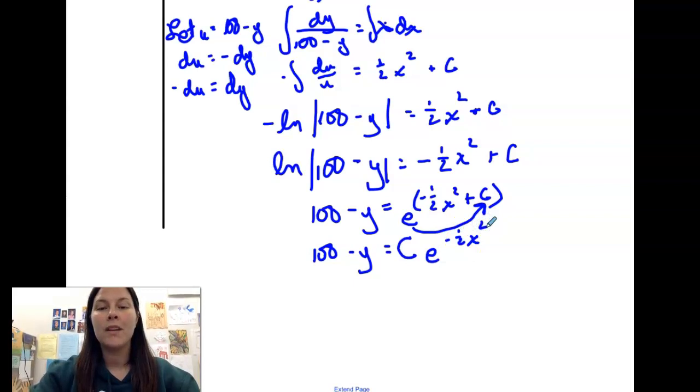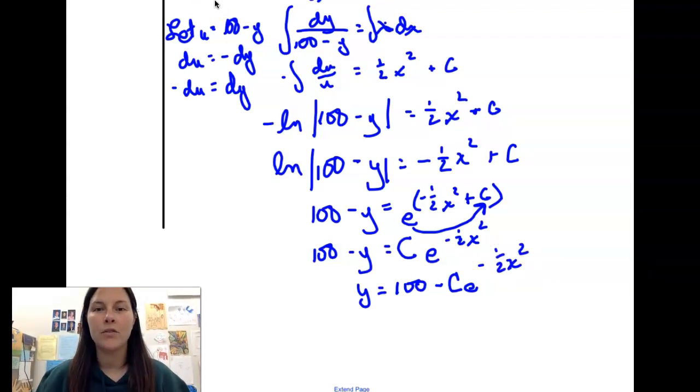In order to simplify this, I would add y to both sides and subtract that expression from 100. So I have y equals 100 minus c e to the negative 1/2 x squared power. And that's the solution for this differential equation.